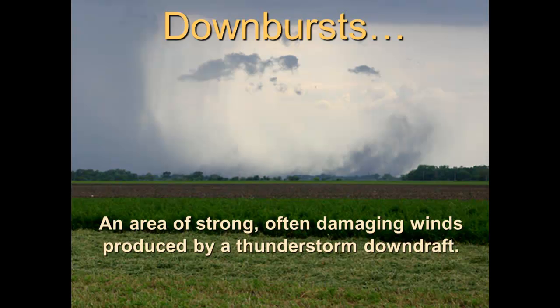A downburst is an area of strong, often damaging winds produced by a thunderstorm's downdraft. When the downdraft hits the ground, much like a stream of water coming out of a faucet and hitting the sink, it spreads out rapidly in all directions and becomes known as a downburst. Downburst wind speeds have been known to exceed 100 miles an hour. Also, from a distance, downbursts can sometimes look similar to tornadoes.